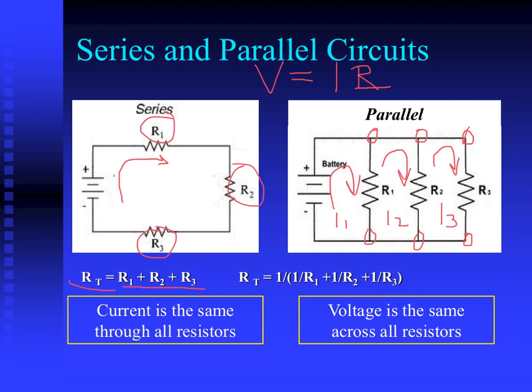So when we look at the formula to calculate the total resistance in a parallel circuit, we can derive this formula: the total resistance is equal to 1 divided by the sum of the reciprocals of each resistor in the parallel circuit. In other words, 1 divided by the sum of 1 over R1 plus 1 over R2 plus 1 over R3.